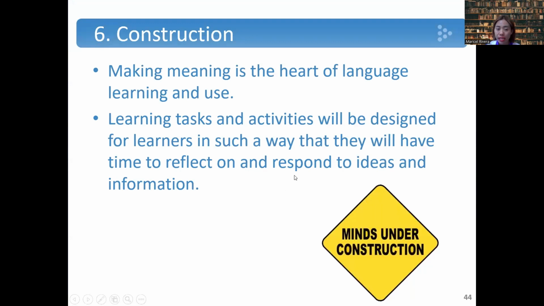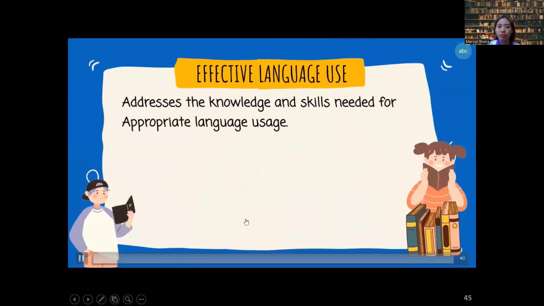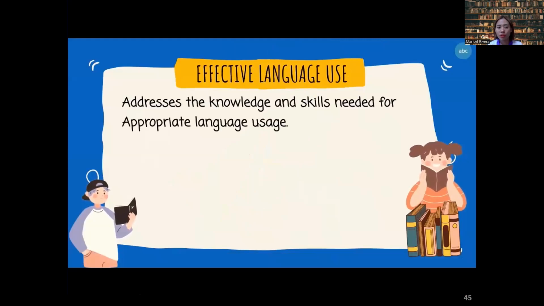Now, construction, making meaning, is the heart of language learning and use, and learning tasks and activities will be designed for learners in such a way that they will have time to reflect on and respond to ideas and information. Component 2 addresses the knowledge and skills needed for effective language use. Effective language usage will be acquired through language arts. The macro skills of the language are useful in three ways: understanding of cultures, understanding language, and processes and strategies. They are the knowledge and skill domains essential for efficient language usage as represented by the language macro skills.